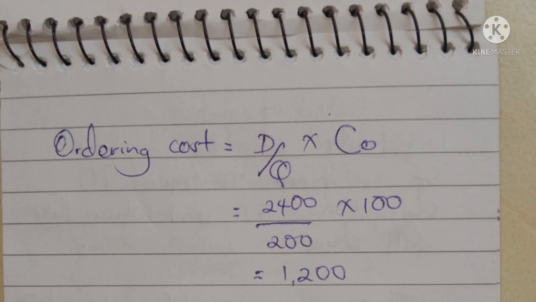Then we shall calculate the ordering cost, and the formula for calculating ordering cost is D over Q times ordering cost per unit, whereby D is the annual demand, Q is the economic order quantity, and C naught is the ordering cost per unit. When we substitute in, from the question we had the annual demand of 2,400 units, over our EOQ, which was 200, times the ordering cost per unit, which was 100. And when we put it in a calculator, we get the ordering cost as 1,200.